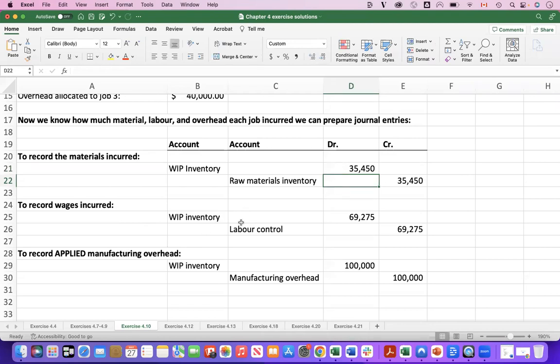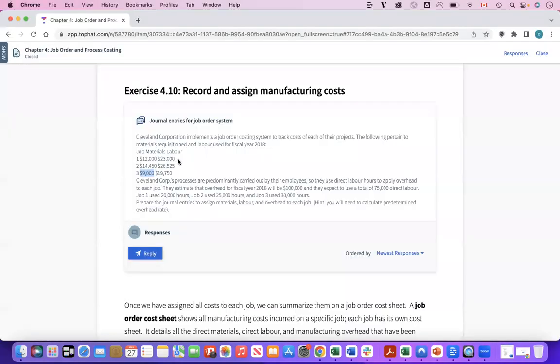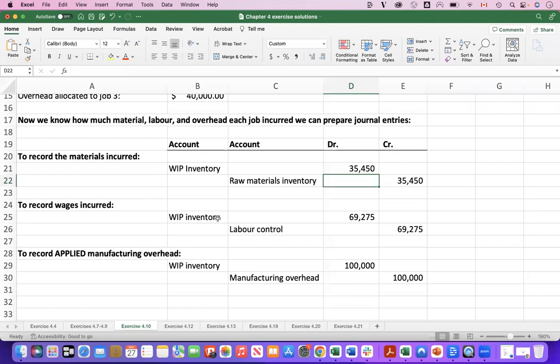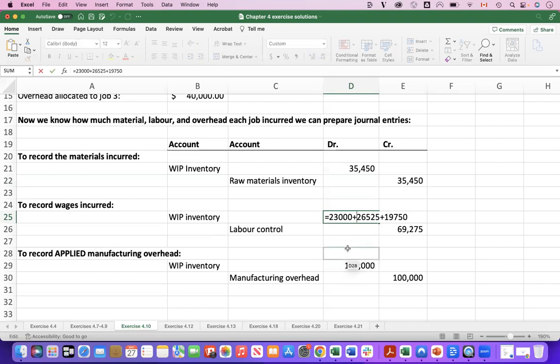Wages incurred, similar process. Job 1 utilized 23,000 in labor. Job 2, 26,525. Job 3, 19,750. That is going to be transferred to work in process inventory because now we have started production. And that's where we track our direct material, the direct labor, and applied manufacturing overhead. So I'm going to debit work in process inventory for $69,275.